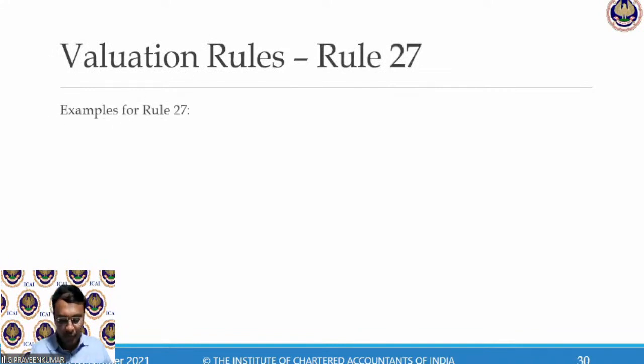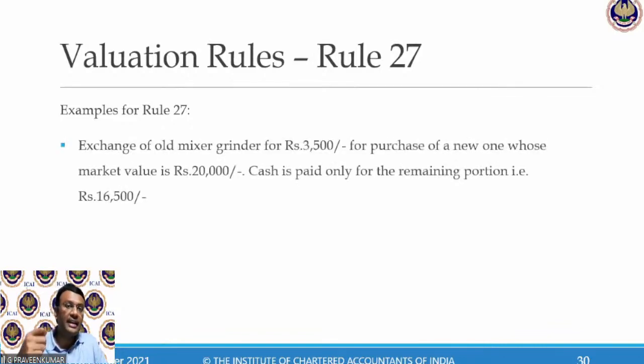Now, first and foremost, Tejo, you have been asking where there is an exchange. So the answer to your question comes here in this particular slide, Tejo. My valuation first rule, rule 27, talks about this. I'll give an example, then we will come to the rule itself.